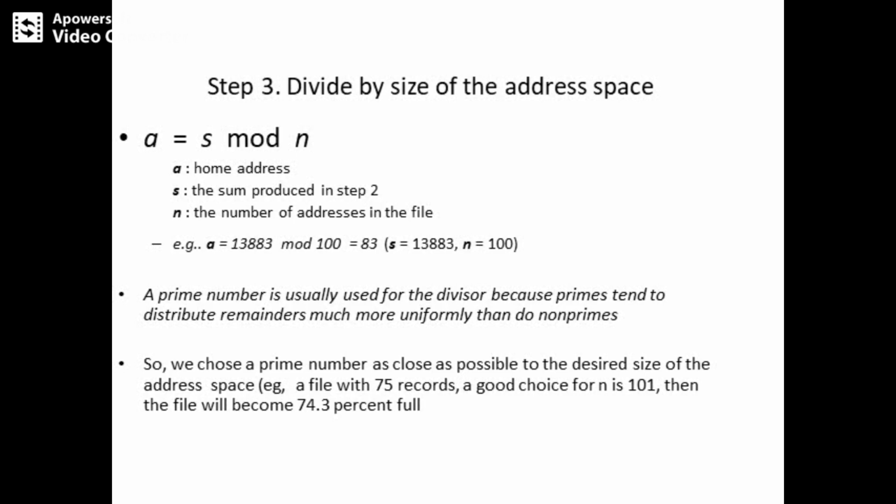Suppose you have 75 records, so n is 75. Instead of 75, take the nearby prime number, that is 101. So if I have 75 records, then I need to use 101. So 13883 mod 101, I will get some particular answer, say 74. This is how we do step 3. This is a simple algorithm. We are going to study many other hashing algorithms later on.